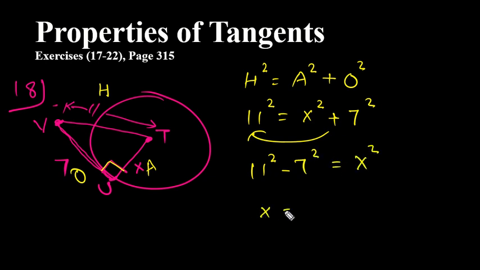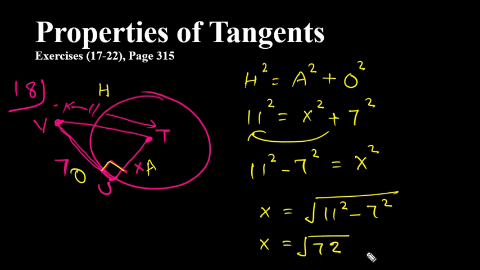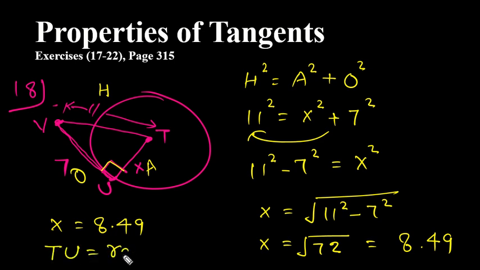Now you all know how to solve this. So X is equal to the square root of 11 square minus 7 square. 11 square is 121, and 7 square is 49. That will give you X equal to the square root of 72. You can further solve it if you want. So the square root of 72 will give you 8.49. So X is 8.49, or you can say TU, or the radius, is 8.49. So if it asks you what is TU, 8.49. What is the radius? 8.49. What is X? 8.49.